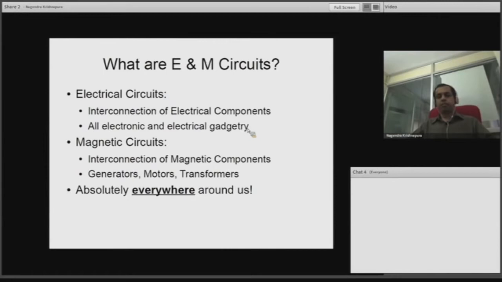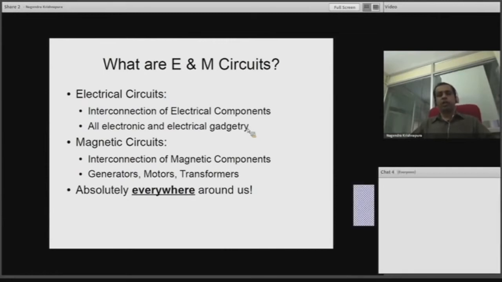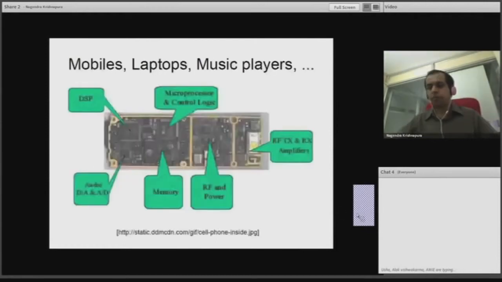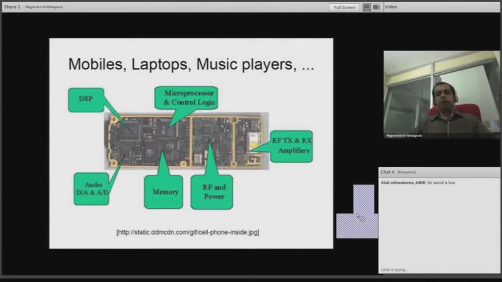Now, in this online course, our focus will be on electrical circuits, and they are absolutely everywhere around us. You will be able to see electrical circuits. You are probably using so many electrical circuits in your day-to-day life. Just as an example, the laptop on which I am making this presentation, your mobile phone, music player, the headphones that I am wearing, all of these things form electrical circuits.